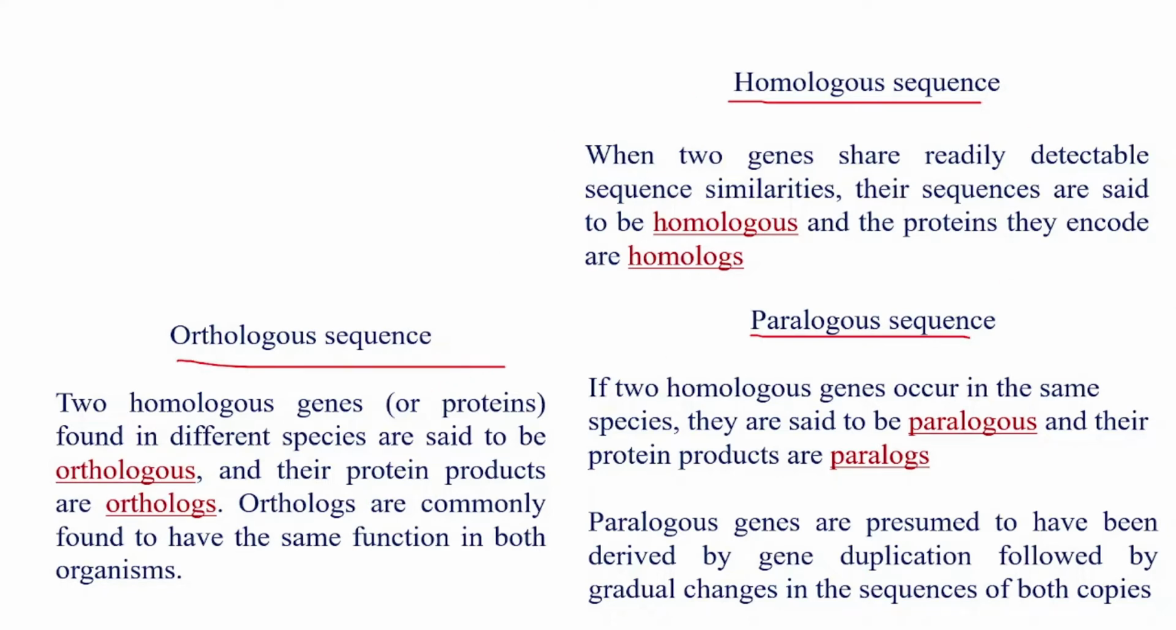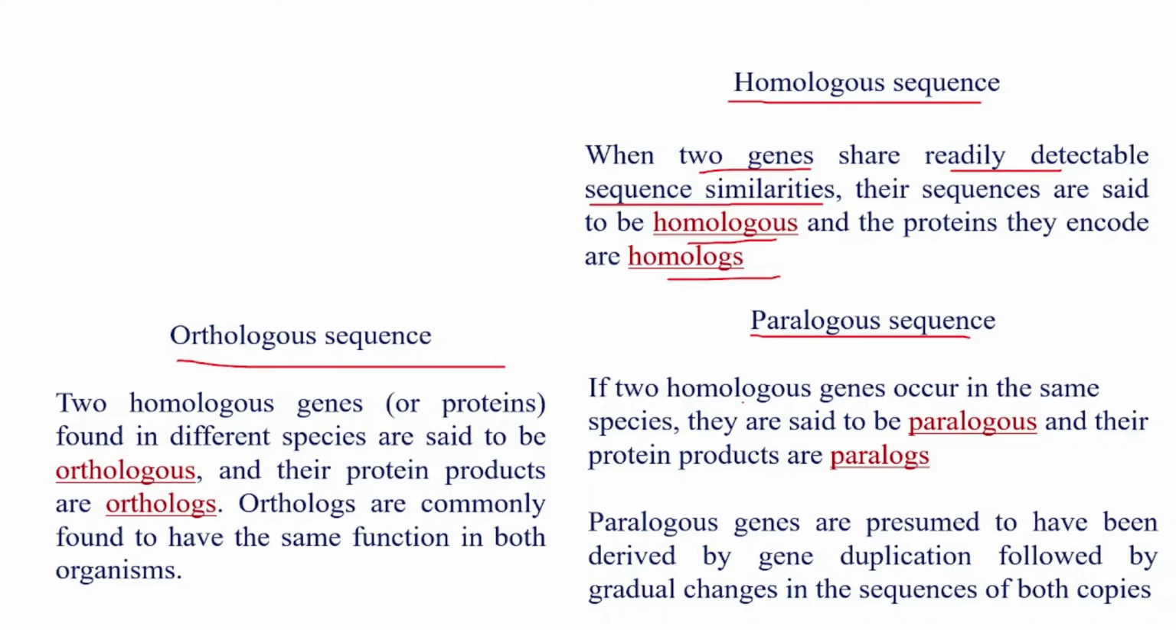The homologous sequence is when two genes share readily detectable sequence similarities. They are not identical, but they are similar in sequence. Then these genes are called homologous, and the proteins they encode are called homologs. The second kind of sequence is paralogous sequence.